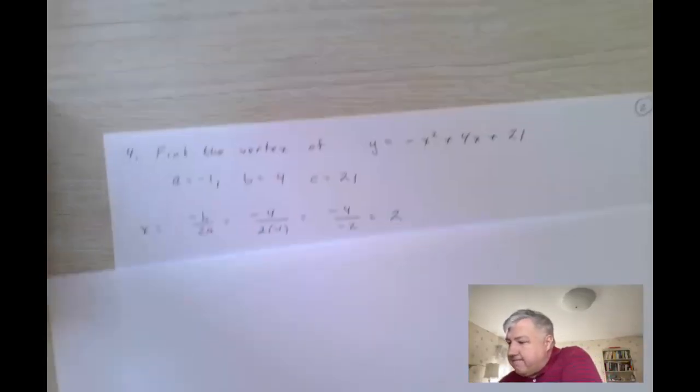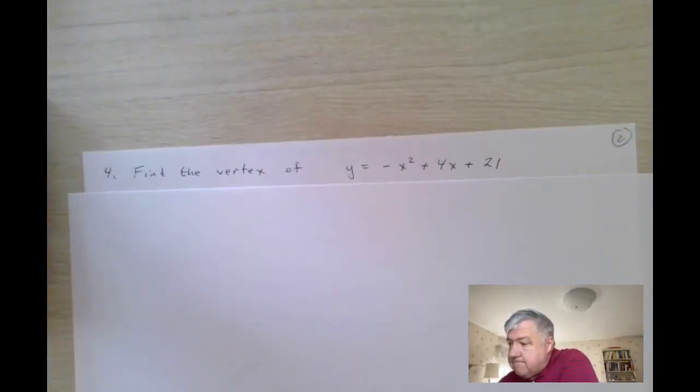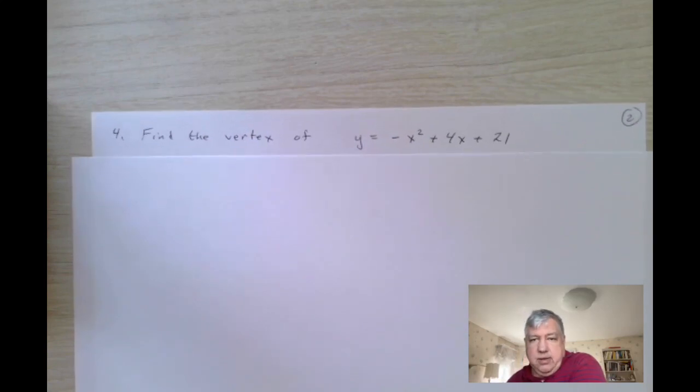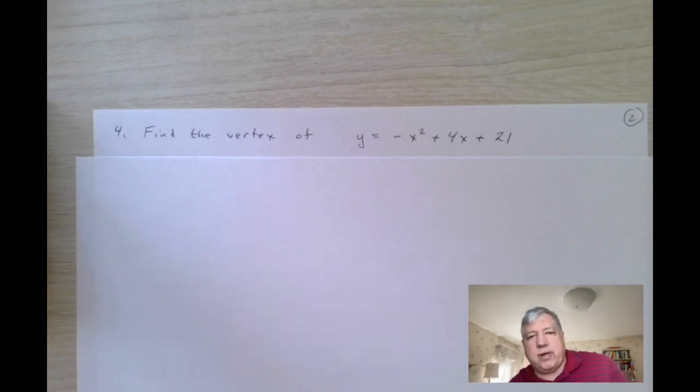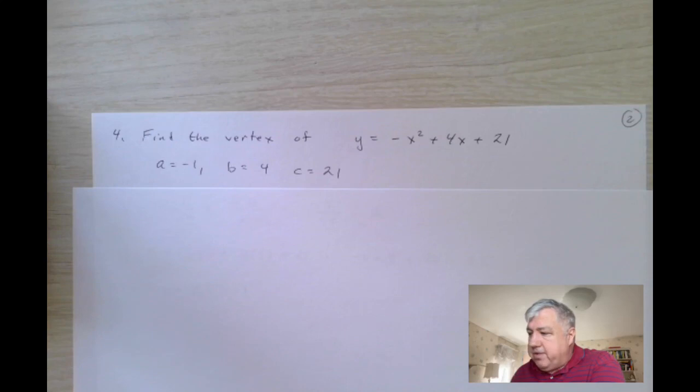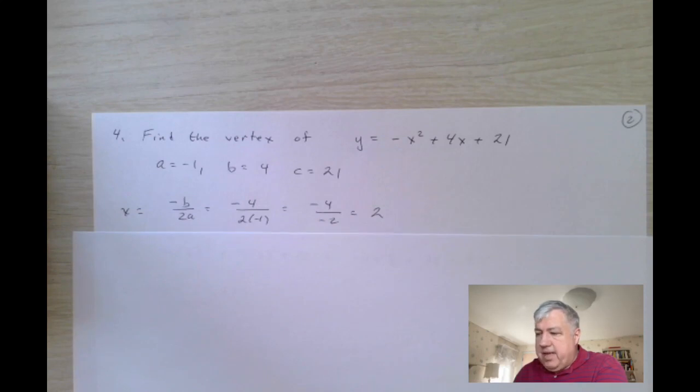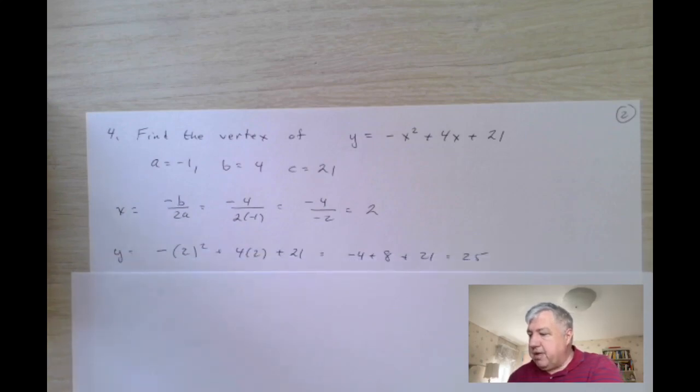Okay, let's look at example 4. Once again, I will let you work on this. I'll let you pause the video. Okay, and hopefully it came up that a is negative 1, b is 4, c is 21. Negative b over 2a turns out to be positive 2, and plugging that 2 in here.